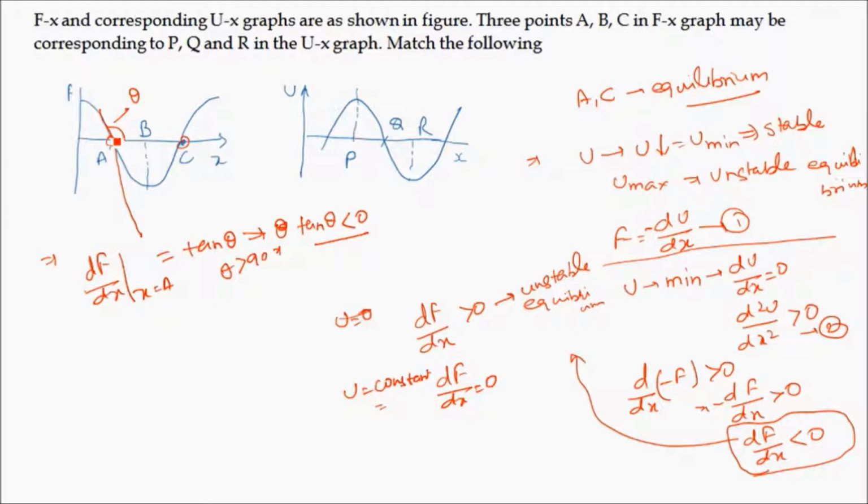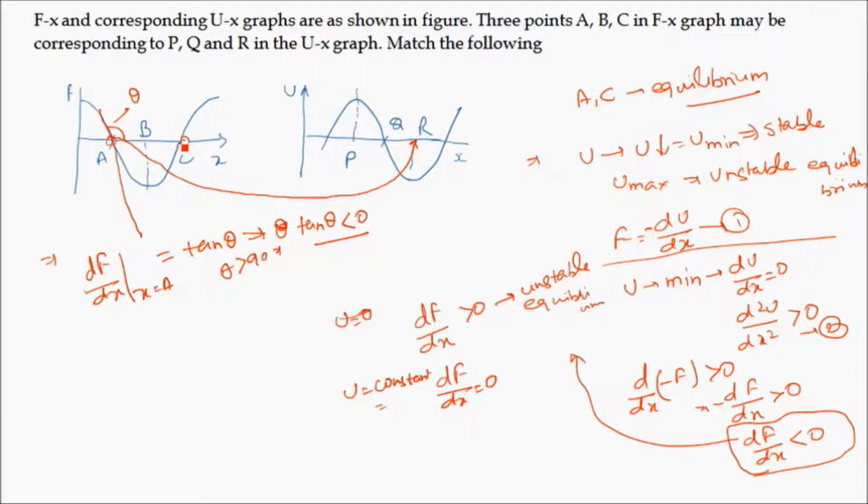So this corresponds to a stable equilibrium where the potential energy will be least. So this corresponds to the point R. So basically the point A corresponds to the point R in the U-x curve.